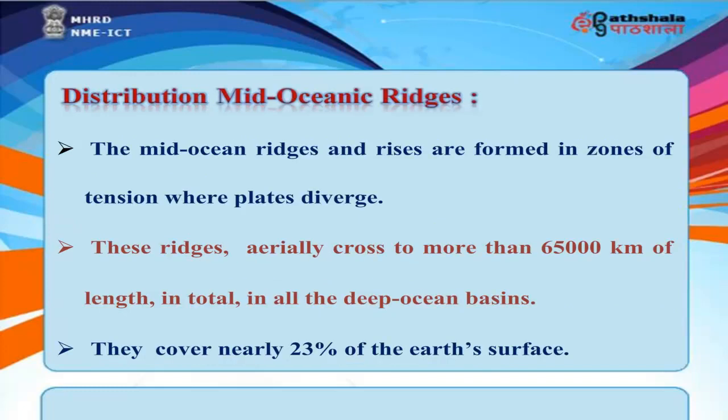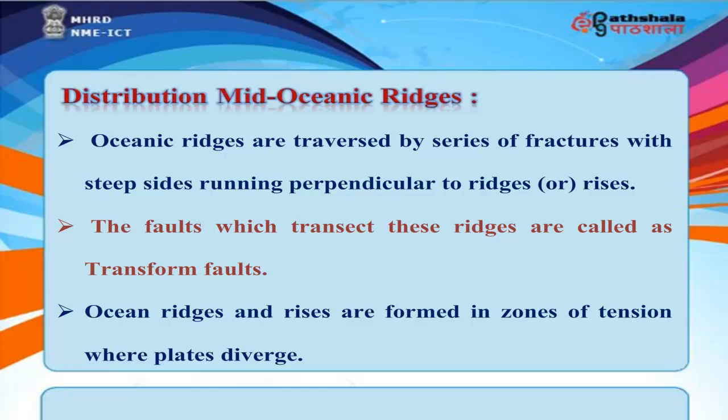Distribution of mid-ocean ridges. The mid-ocean ridges and rises are formed in zones of tension where plates diverge. These ridges aerially cross more than 65,000 kilometers of length in total in all the deep ocean basins. They cover nearly 23% of the Earth's surface. Oceanic ridges are traversed by series of fractures with steep sides running perpendicular to ridges or rises. The faults which transect these ridges are called transform faults. Ocean ridges and rises are formed in zones of tension where plates diverge.